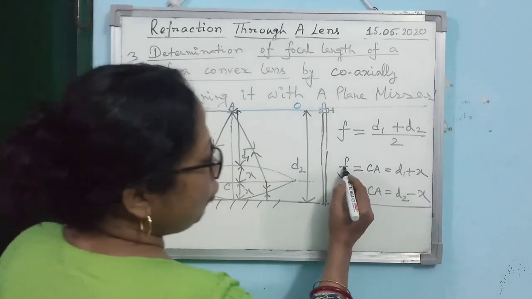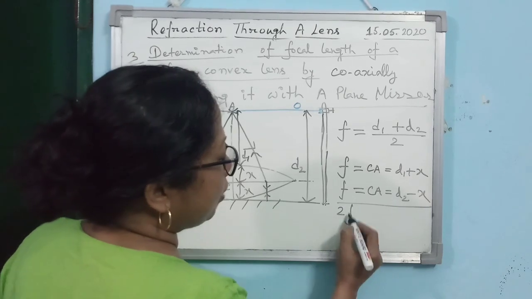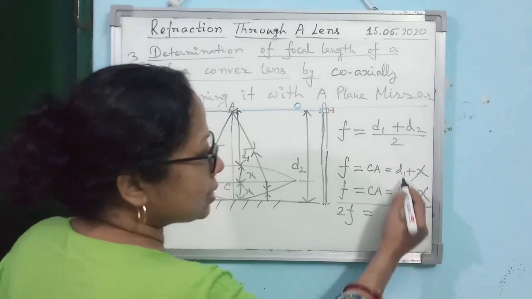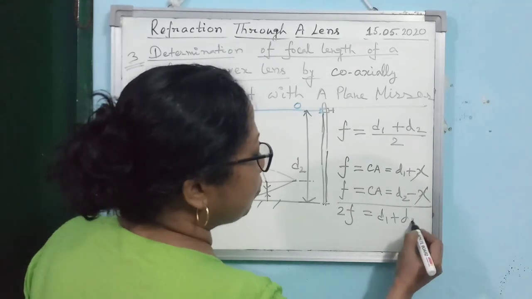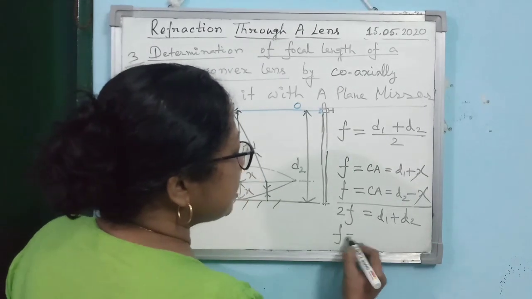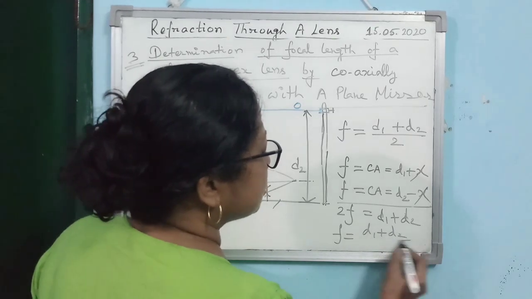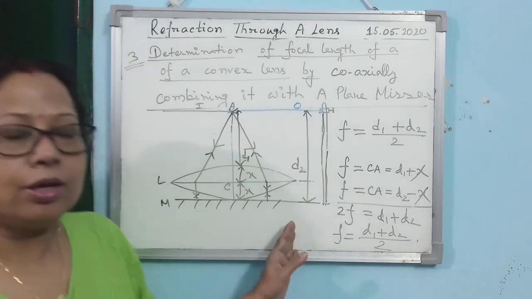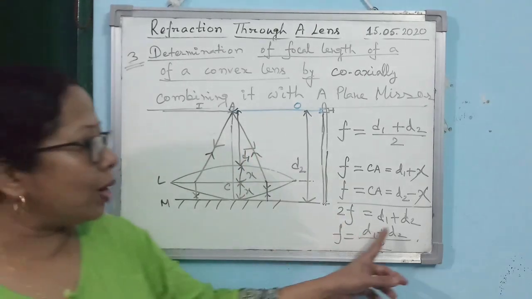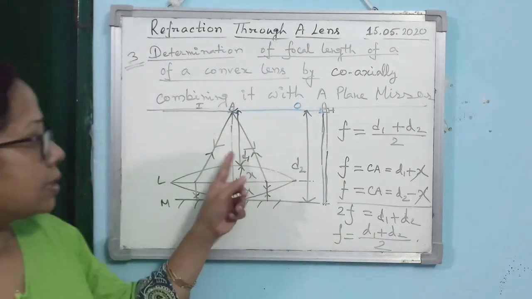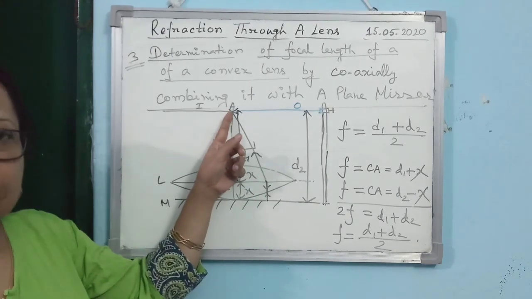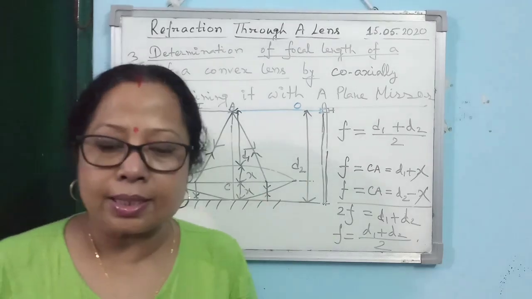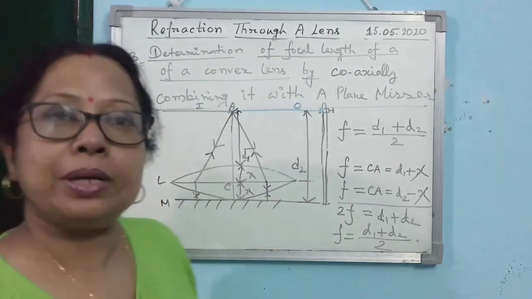Alright, so if you add these two equations, then what are you getting? It will become 2f, because X will get cancelled. Here you are getting D1 plus D2. So what is the focal length? (D1 plus D2) by 2. Is that clear? So in this one, focal length will be (D1 plus D2) by 2. What is D1? Distance of the object from the upper surface of the lens. And what is D2? Distance of the object from the mirror.